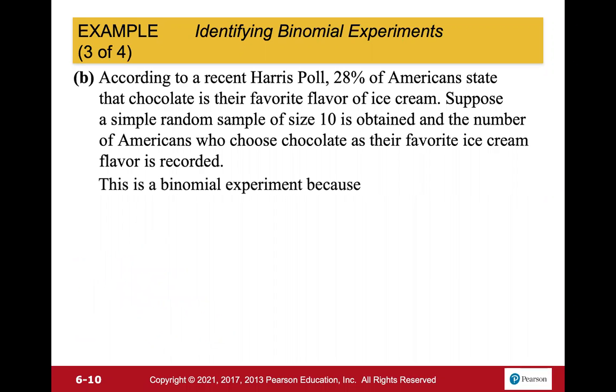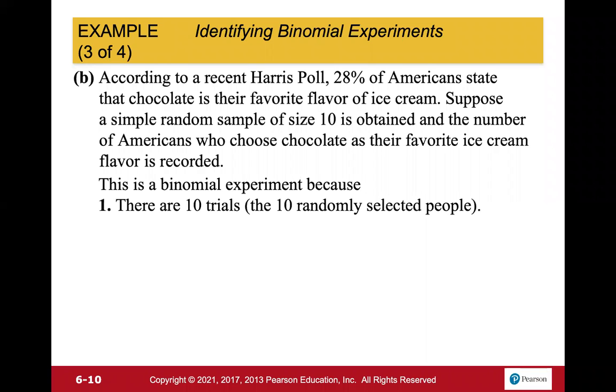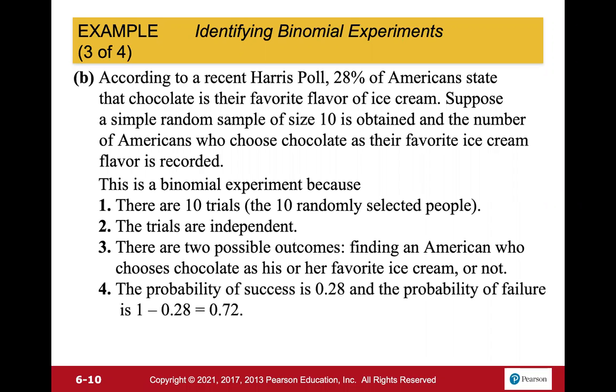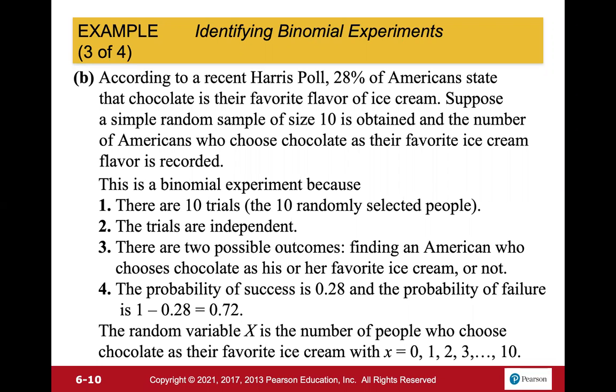Now let's see if we missed anything. So this is a binomial experiment because, one, there are 10 trials. The trials are independent. There are two possible outcomes, either finding Americans who choose chocolate as their favorite ice cream or people that choose a different flavor as their favorite ice cream. So probability of success would be chocolate. Probability of failure would be anything other than chocolate. The probability of success is 0.28 and the probability of failure is 0.72. And the random variable X is the number of people who choose chocolate as their favorite ice cream. So it could be 0, 1, 2, all the way up to 10.